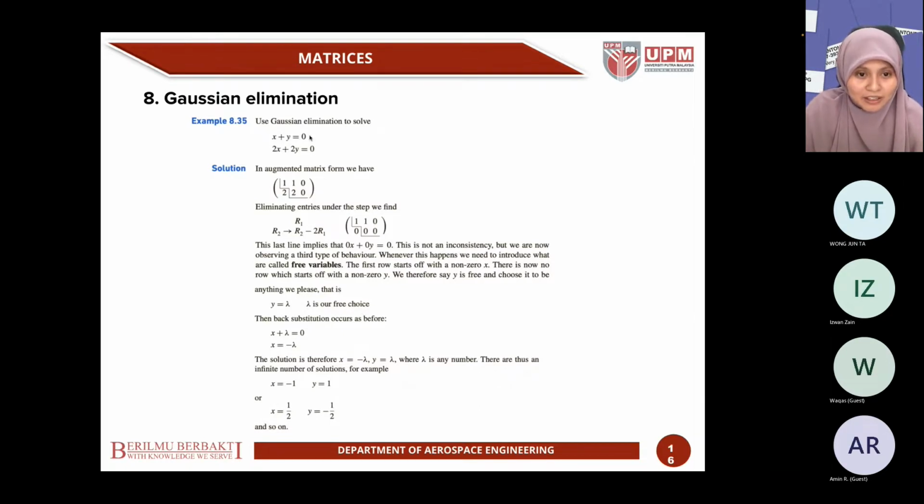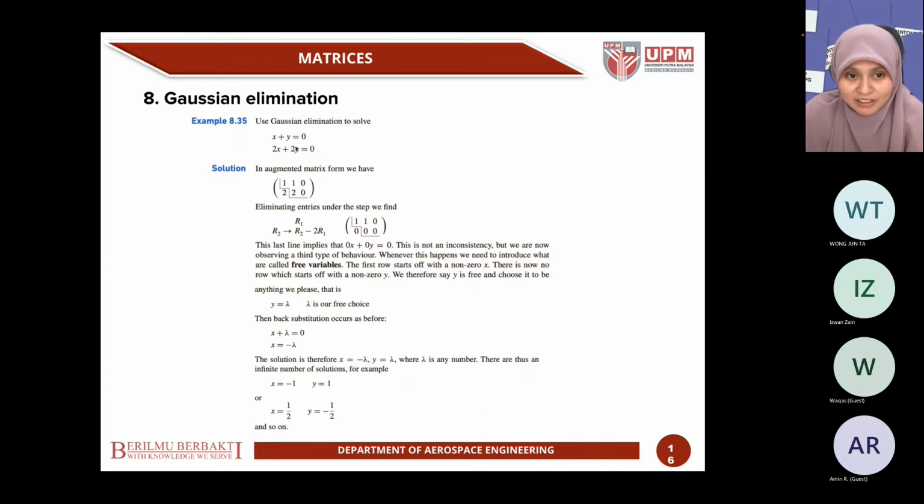Then go back to the equation here. If y equals lambda, then x equals minus lambda. So the solution for these two simultaneous equations is that x equals minus lambda and y equals lambda. So lambda is any number. For example, if lambda is 5, so y equals 5, so x will be minus 5.